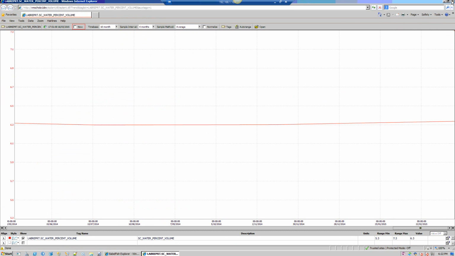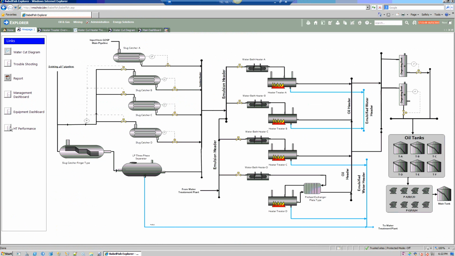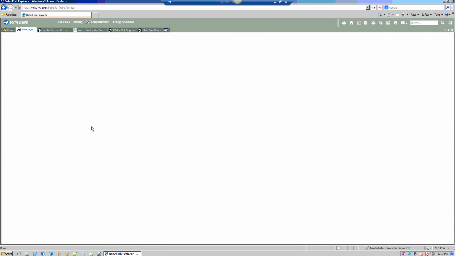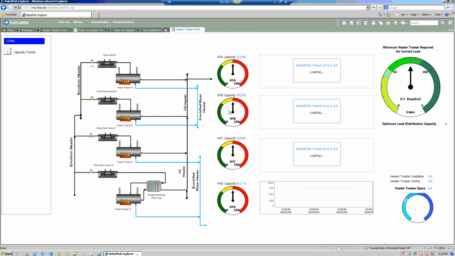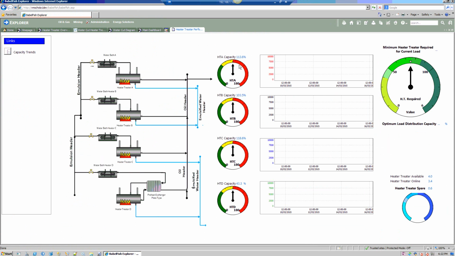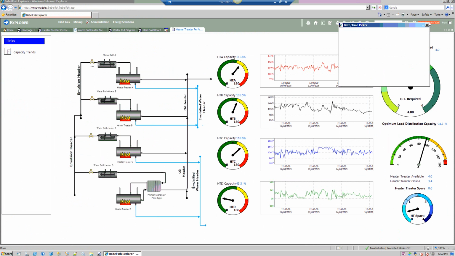And next thing I would like to show you is the optimization capabilities of this P2 Explorer. So we have built our optimization for a heater treater. What you'll see is the 4 heater treaters and the capacity of the heater treater. So this shows me the capacity of the heater treater and the trend. So if I go to April 5th, I'll show you.